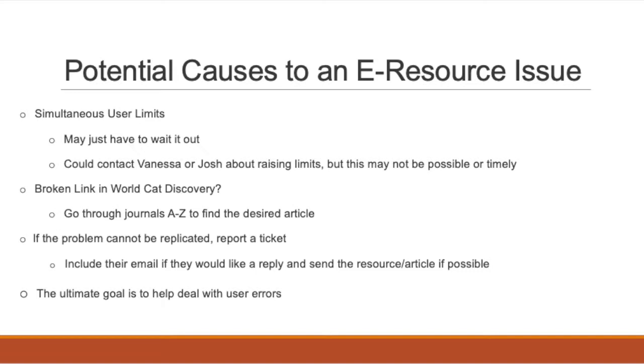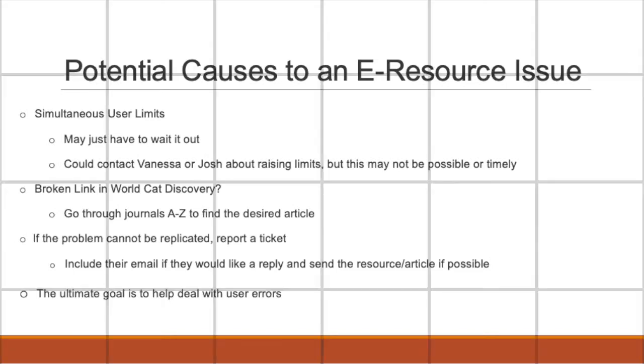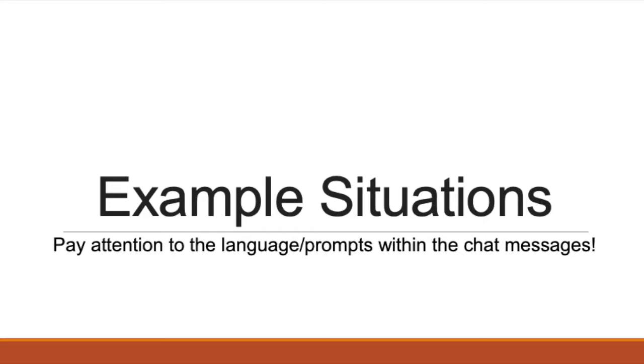If the patron's problem cannot be replicated, you should report a ticket. Include the patron's email if they would like a reply, and send the resource or article if possible. The ultimate goal is to help deal with user error. Now we are going to go through some example situations. Pay extra attention to the language and prompts within the chat messages. These will help you understand what is expected of you.